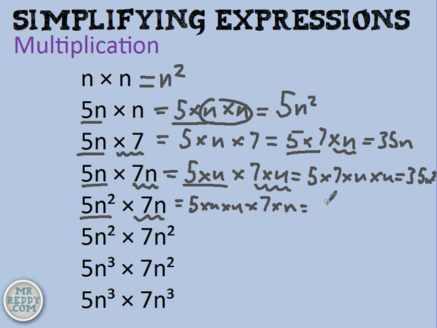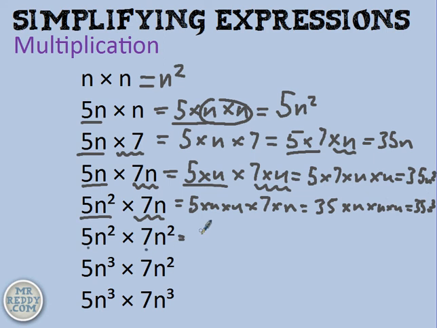Okay, 5 times n, that's that bit, and that is times 7 times n. So rearranging, and you would get 35 times n times n times n, which is 35n cubed. Okay, you're starting to see the pattern now.